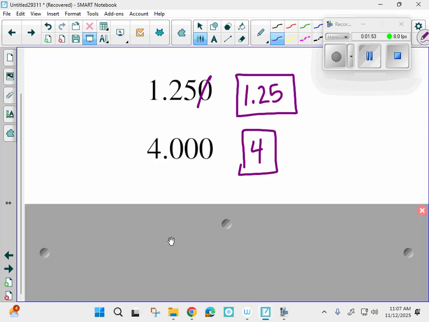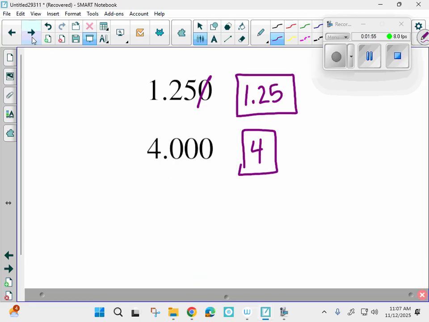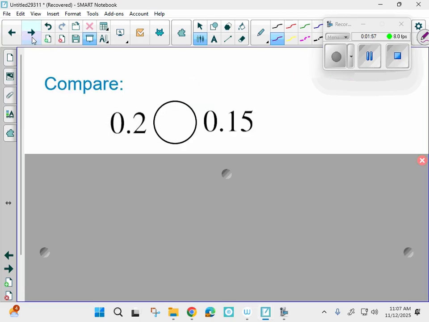That's all those. All right, now I'm going to compare 0.2 to 0.15. This is where you might want to add a 0 in to help you, right? So I need the same number of decimal places. Makes it a lot easier to compare. And then Piper, what sign would you put? Yes, greater than. All right, 0.2 or 0.20 is bigger, is greater than 0.15.